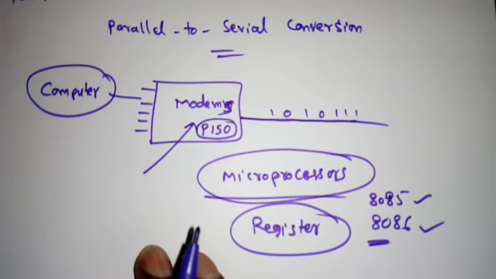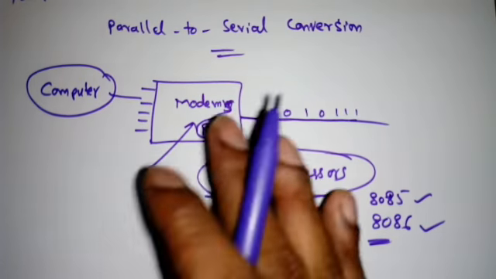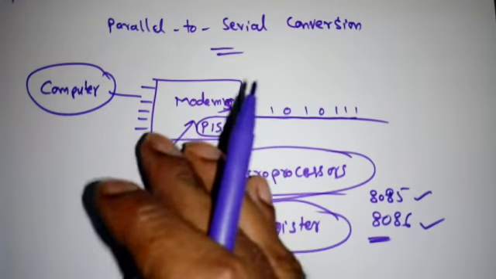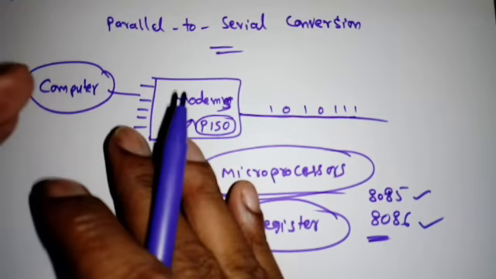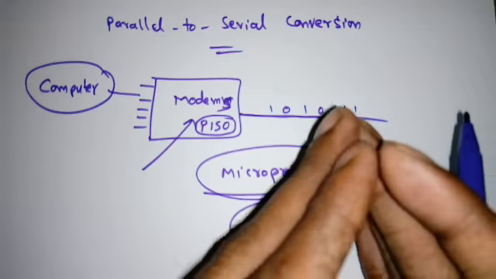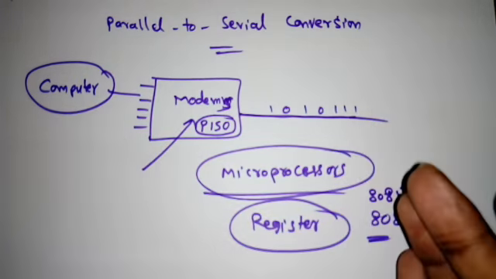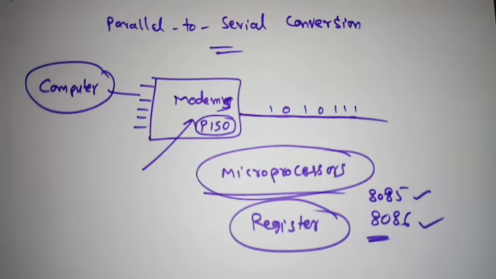So this is about the parallel in serial out shift register. If you have any doubt, please post a comment. In the next lecture we will discuss the bidirectional shift register, which will shift either to the left or to the right. The same circuit will perform both shifts, but one at a time.